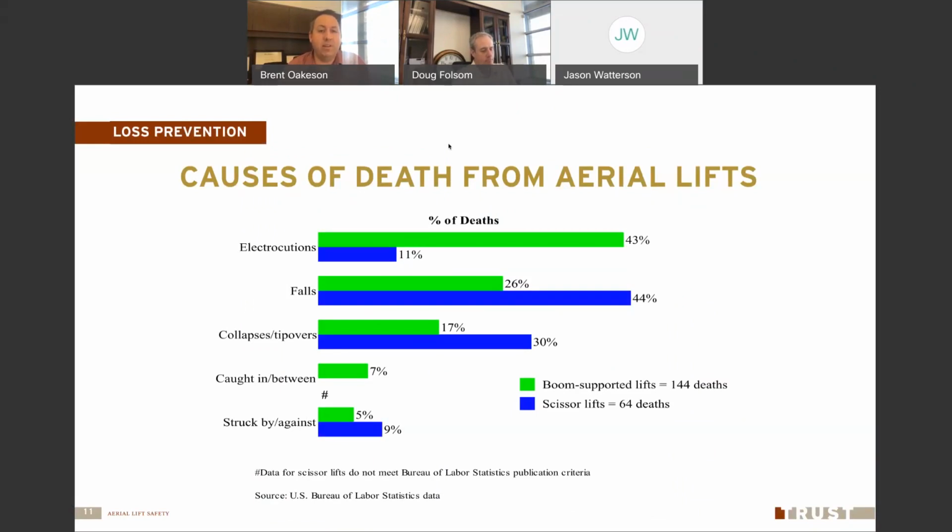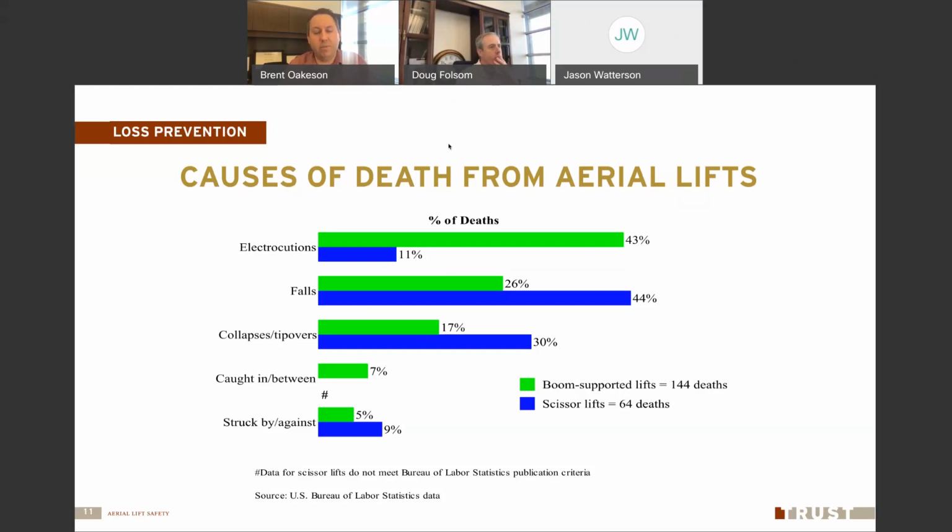The top reason for aerial lift fatalities was electrocution, and that makes sense because aerial lifts can go up, they go out around the sides of their base, they go horizontally, and they could go up into some overhead power lines and possibly get in contact with that. Whereas for scissor lifts, the top reason was falls. The employee falling out of the scissor lift.